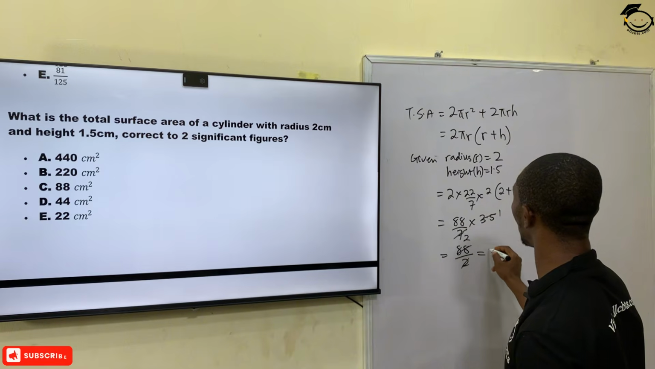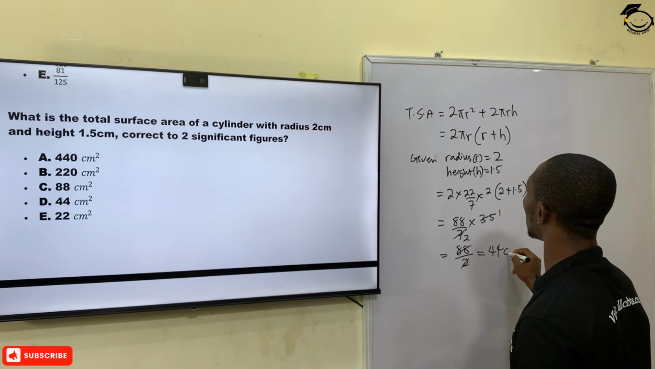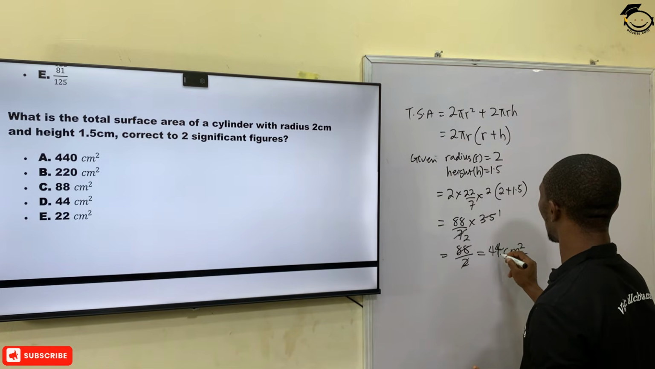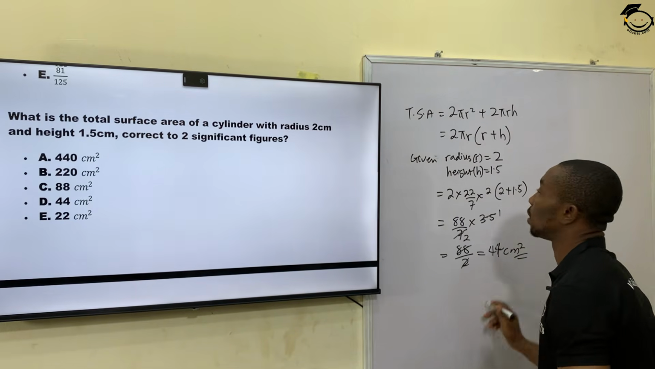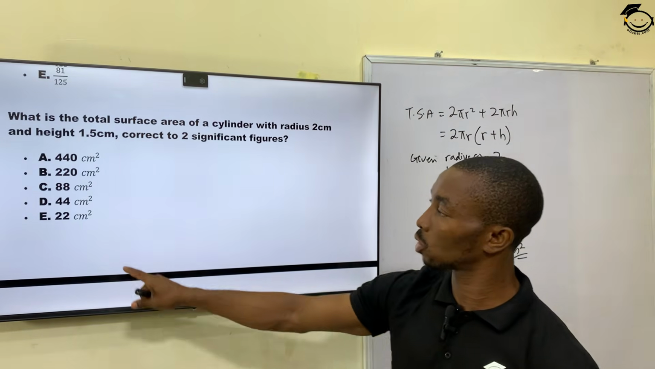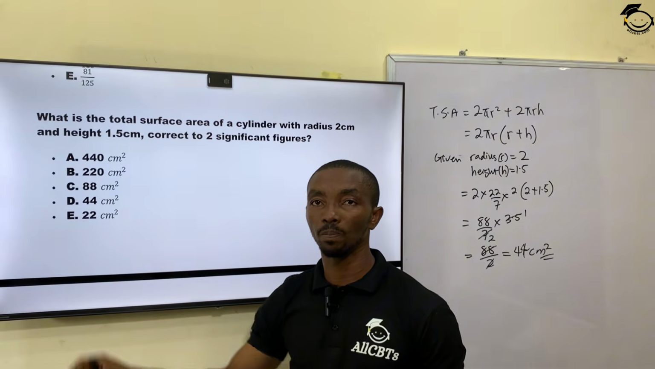This broken down will give us 44 centimeters squared as our total surface area of the cylinder. So our answer will be 44 centimeters squared, which is option D.